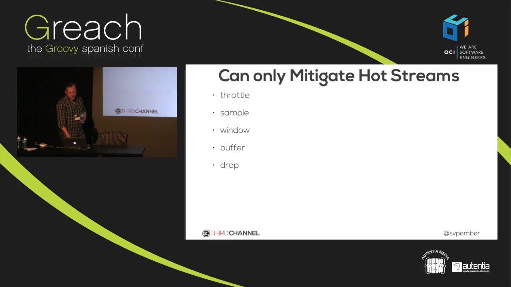Hot streams, though, are a little bit more difficult. You can't communicate directly to the user to say, hey, slow down with your mouse movements. It's a little bit tough. So what you can do with hot streams, RxGroovy provides some functionality out of the box. There's a few operators. One's called throttle, which tries to group the events over a time period. Same thing with sample, or maybe that's window.